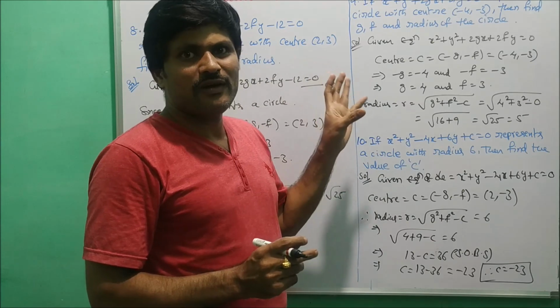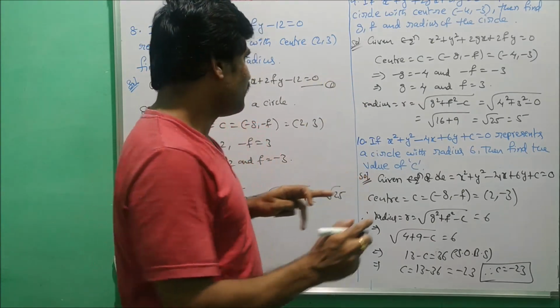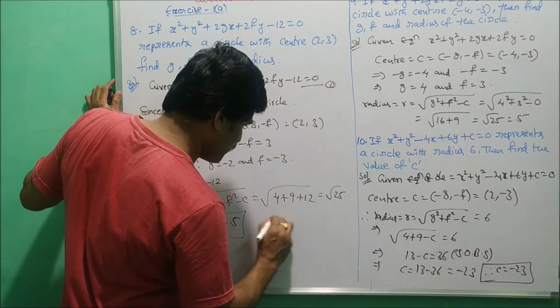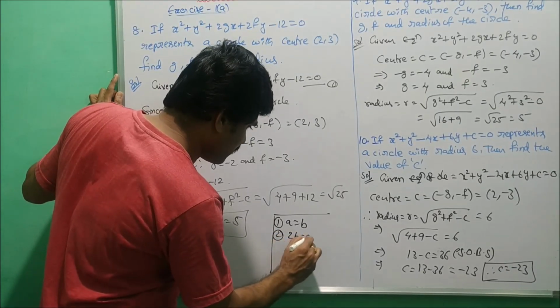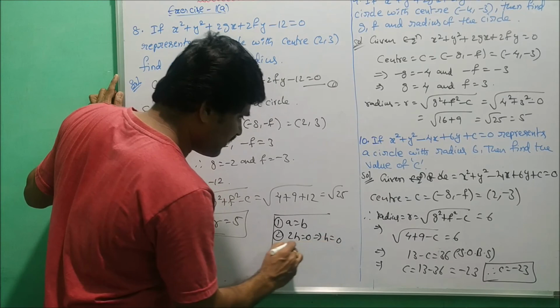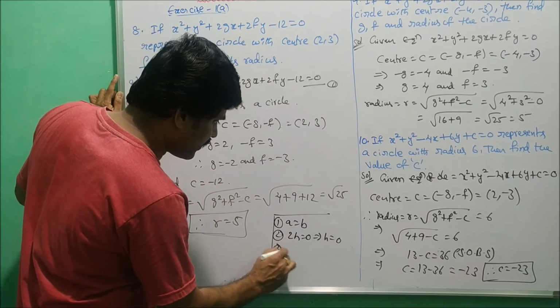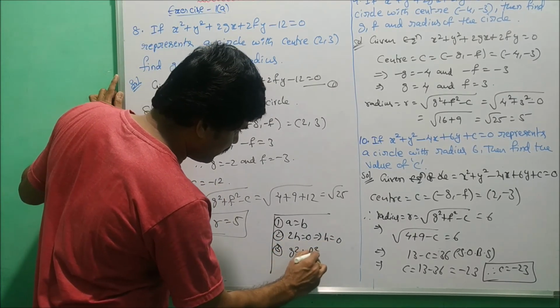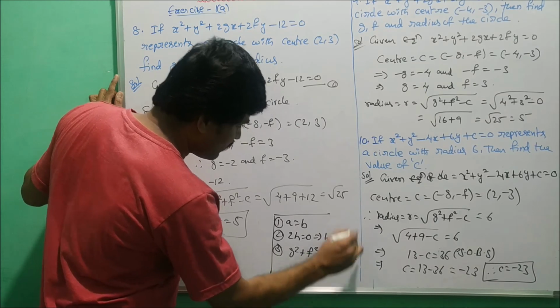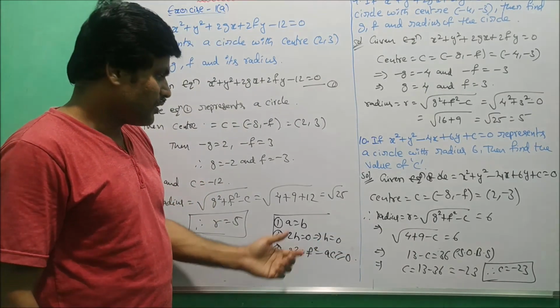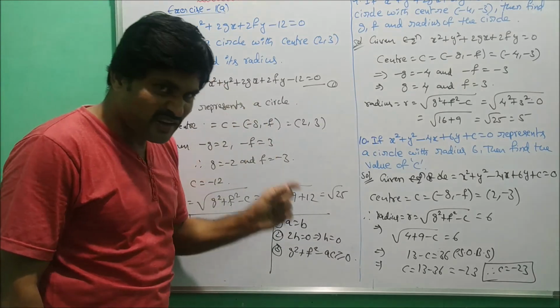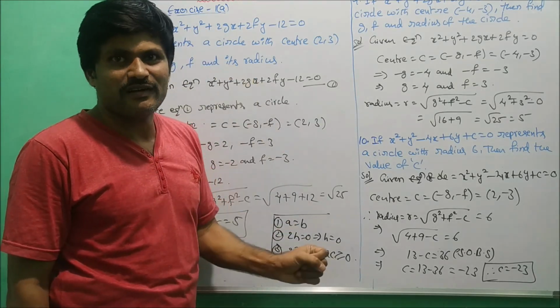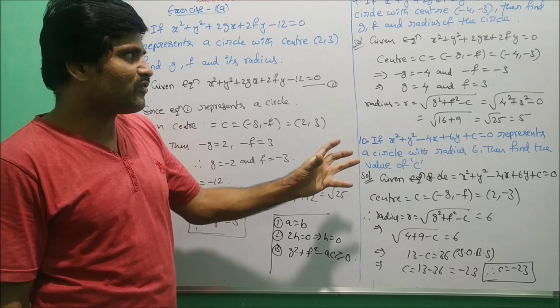Here the circle holds three conditions. The first one is a equals b, the second one is 2h equals 0, that means h equals 0. This is the coefficient of xy. The third one is that g square plus f square minus ac is always greater than or equal to 0. Now these conditions hold for any second degree non-homogeneous equation that represents a circle. So these are the solutions for that model.